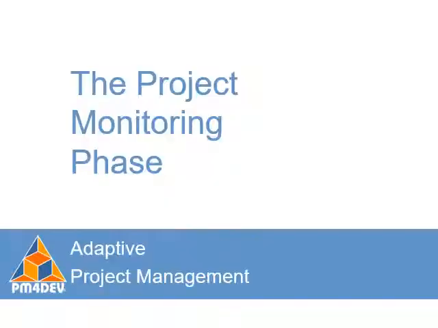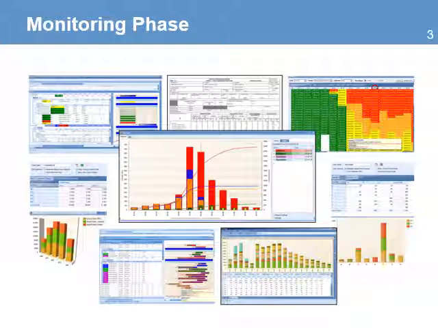Lesson 4, Unit 1, the project monitoring phase. The focus of the monitoring phase is to measure the progress of a project against its objectives, look for deviations from the plan, and take corrective actions to get the project back on track. The project manager will use information collected from different activities during a specific period of time.